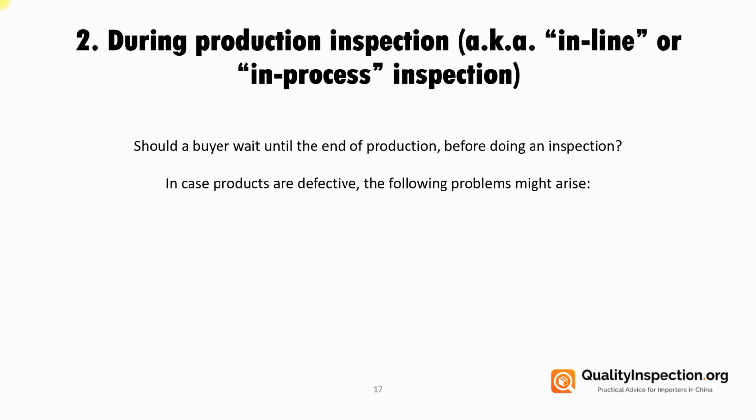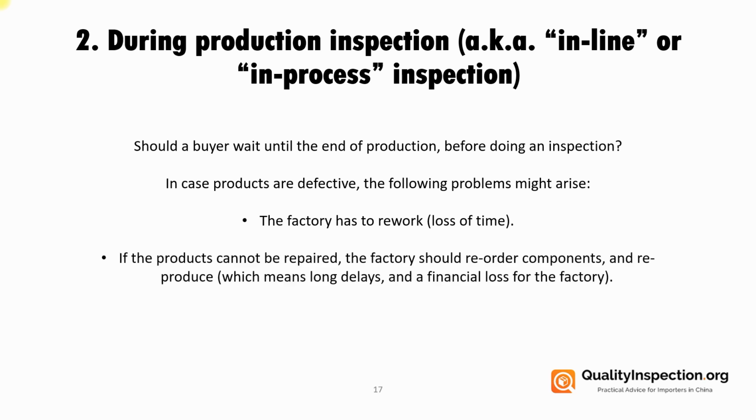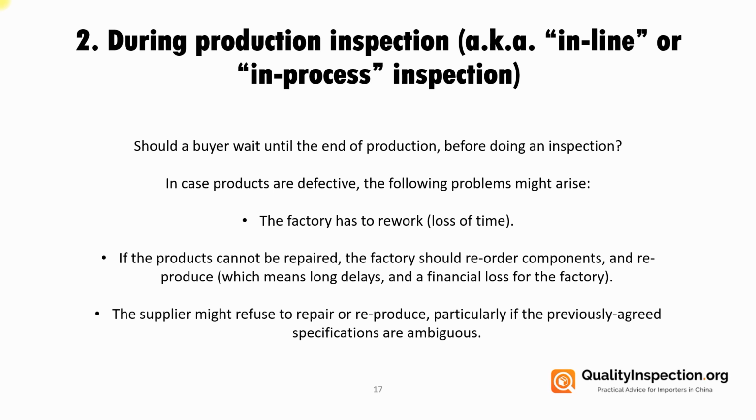So the second most popular inspection is during production inspection. This could be called inline, in process, DUPRO. So as we said earlier, a buyer doesn't need to wait until the end of production before doing an inspection. If you do, the factory might have to rework, which will cause a lot of loss of time. If products can't be repaired, the factory may need to reorder the components and reproduce everything. That's long delays, financial loss for the factory, scrap products, financial loss for you potentially. And they may refuse to repair or reproduce the products, period. Especially if they suggest that the agreed specifications were ambiguous and they've actually done the right job.